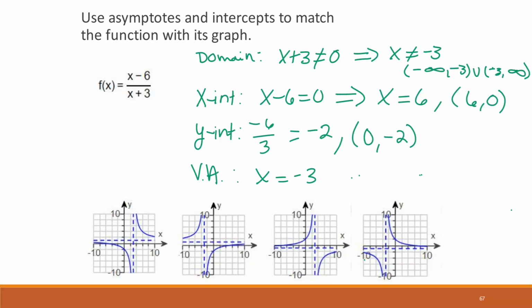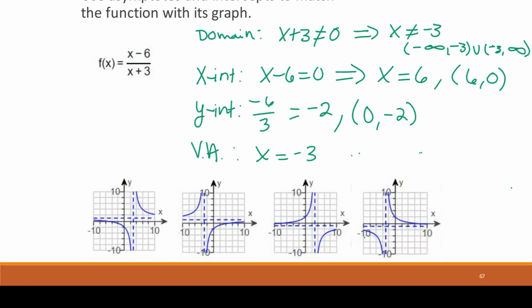Okay, so let's just see where we're at so far. We know that x equals negative 3 has to have a vertical asymptote. Well, this vertical asymptote is on the wrong side. So it's either this one or this one for the vertical asymptote. Then we have a y-intercept at negative 2. This one doesn't have a y-intercept at negative 2. And we have an x-intercept at 6. So 2, 4, 6. This one is missing the point we need. So it's this second one that is our solution.